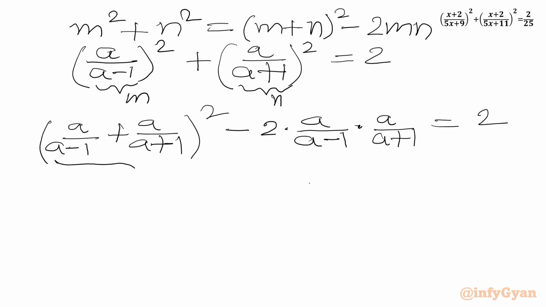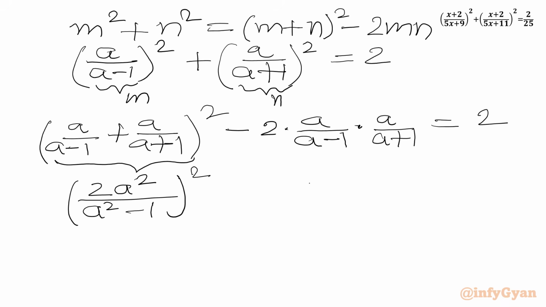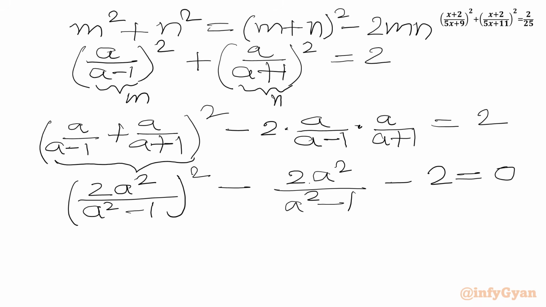Now we have to simplify this bracket. a squared plus a squared minus a, so we'll write 2a squared in the numerator. In the denominator we have a minus 1 times a plus 1. Using the difference of two squares formula, we will get a squared minus 1. Then we have the whole square, minus 2 times a squared over a minus 1 times a plus 1, which we write as a squared minus 1. And if we write 2 on the LHS, then it will be minus 2 equal to 0.